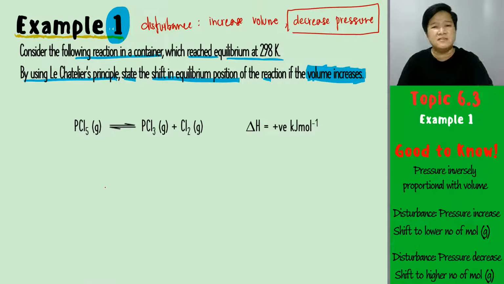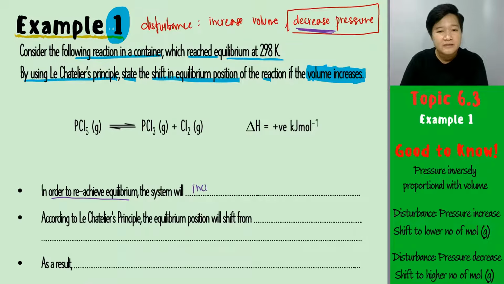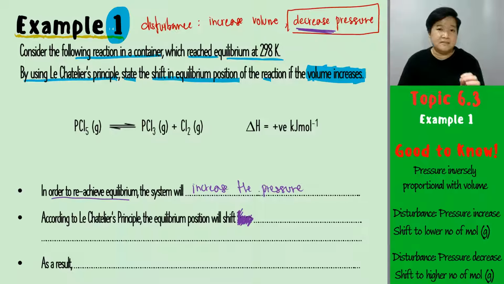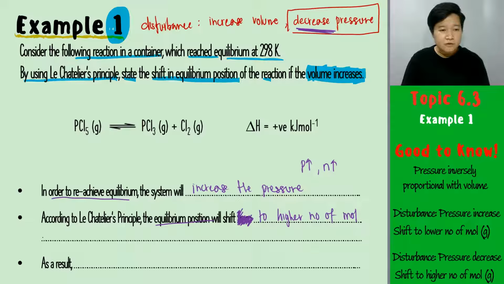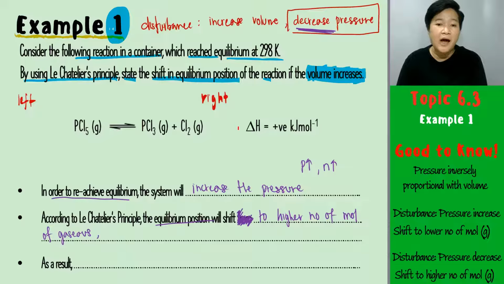So what do you think the system will do? The system will increase the pressure. And since the system wants to increase the pressure, do we need a higher number of moles of gas or a lower number of moles of gas? Higher pressure means a higher number of moles of gas. Therefore, according to Le Chatelier's principle, the equilibrium position will shift to the higher number of moles of gases. The question right now: the left and the right, which one has the higher number of moles of gases? Let's take a quick look over here. So on the reactant, I have PCl5 which is a gas.